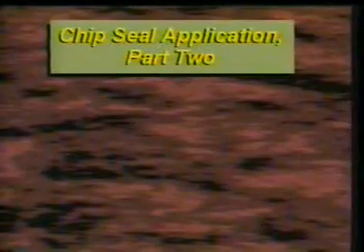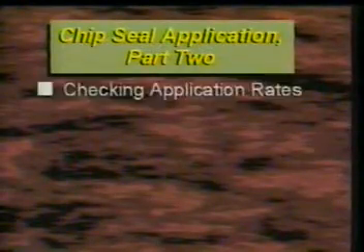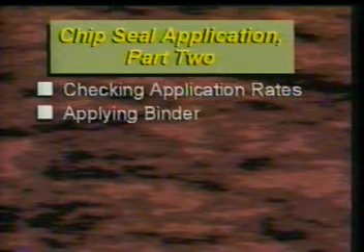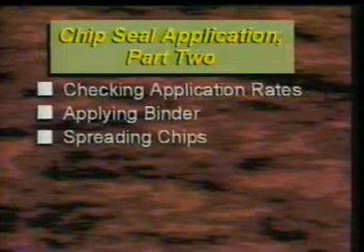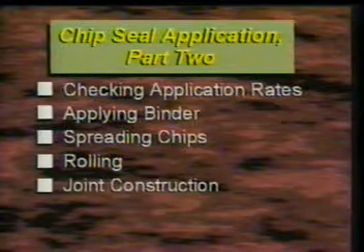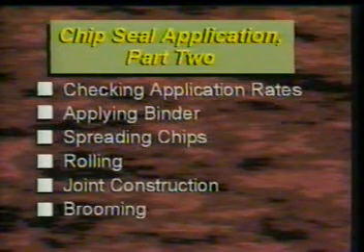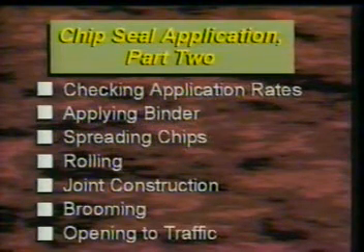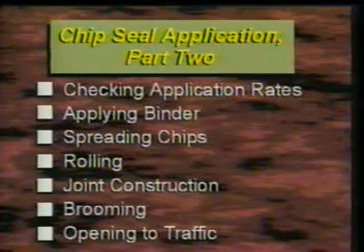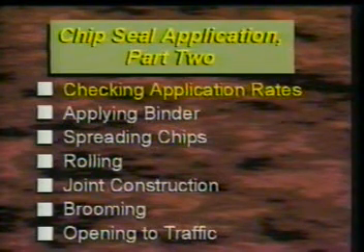Here in part 2 of chip seal application, we'll look at checking application rates, applying binder, spreading chips, rolling, joint construction, brooming, and opening to traffic. So let's start with checking application rates.